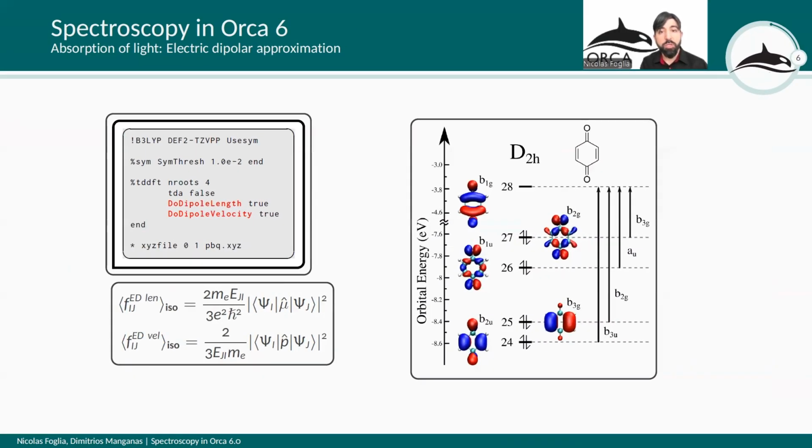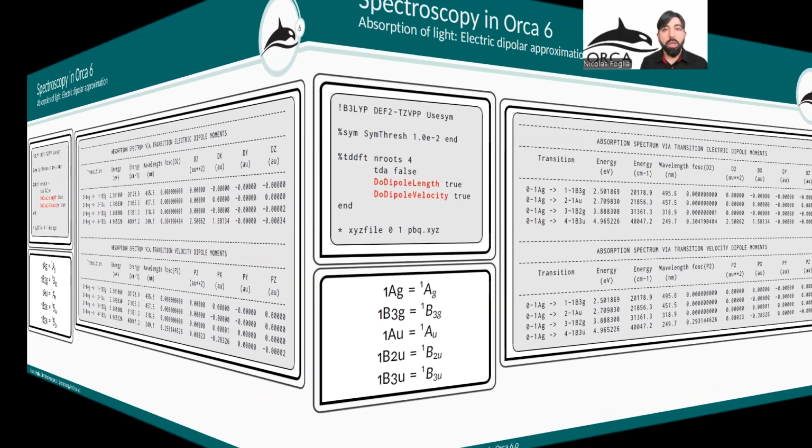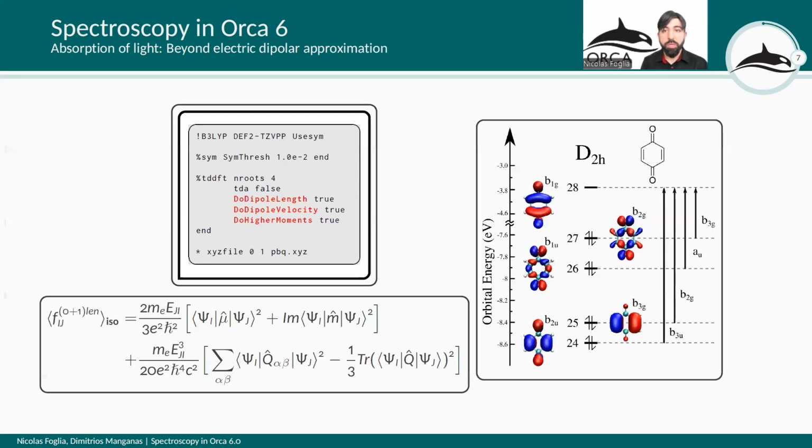Here is a simple example, the calculation of parabenzoquinone under a TDDFT using symmetry. In this case, the first four spin-allowed excited states have been ascribed to the B3g, Au, B2g, and B3u irreducible representations. Now, ORCA 6 presents these assigned labels of the initial and final state in the first columns of the absorption table, followed by the transition energies, wavelength, and oscillator strengths.